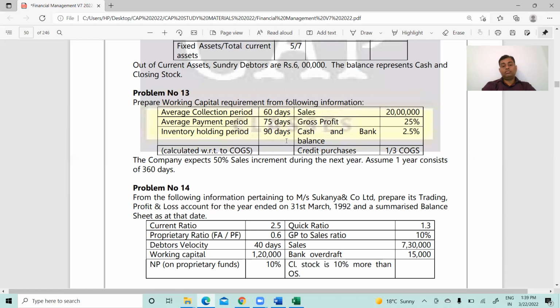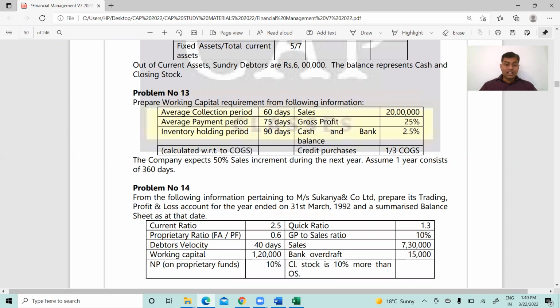Average collection period 60 days. Average payment period 75 days. Inventory holding period 90 days, calculated with respect to cost of goods sold. Sales 20 lakh. Gross profit 25%. Cash and bank balance 2.5%. Credit purchases 1/3 of cost of goods sold. The company expects 50% sales increment during the next year. Assume 1 year consists of 360 days.